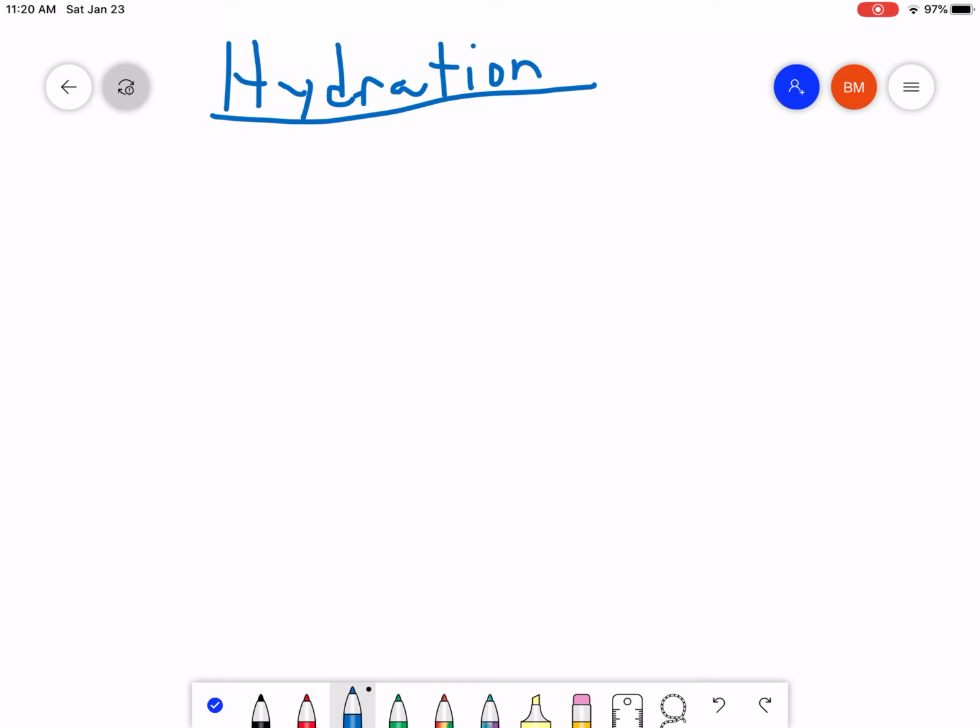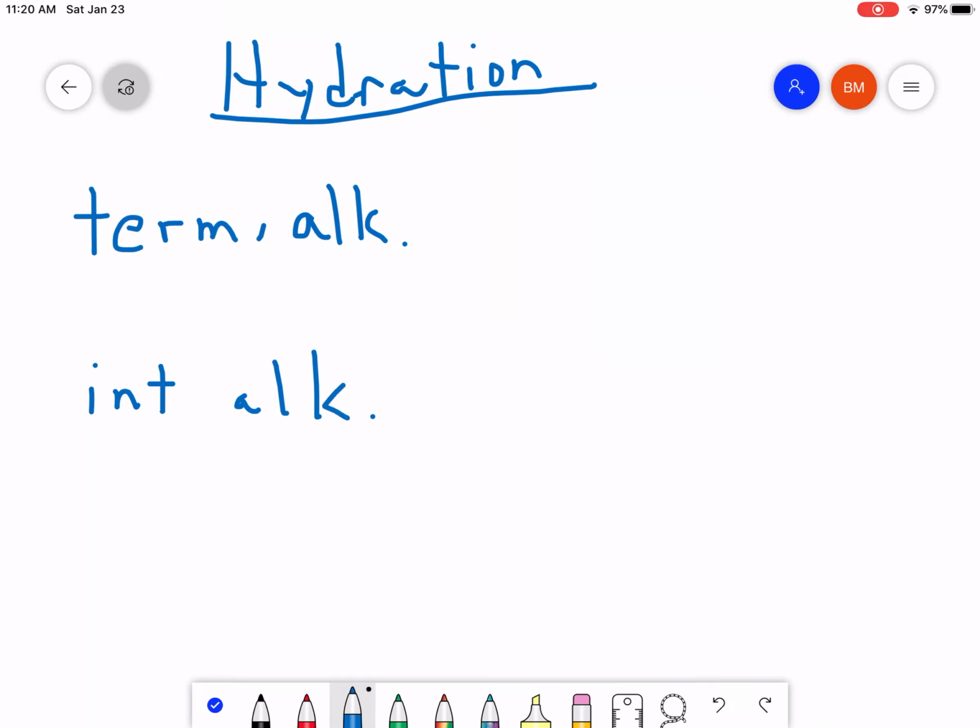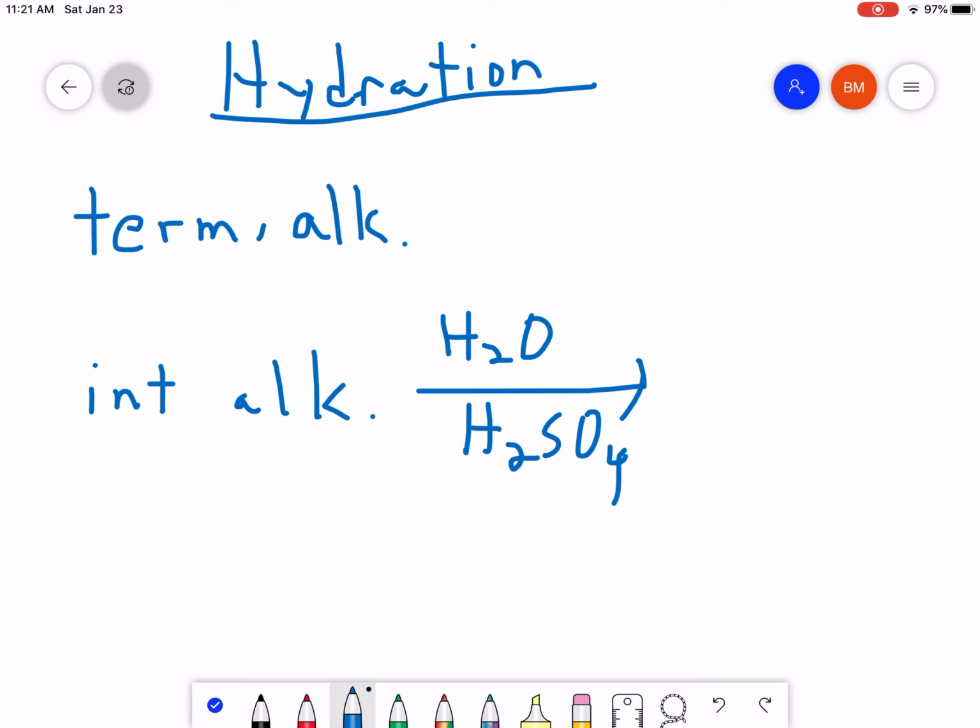We can see one difference right off the bat, and I'm just going to write general terms here instead of structures. I mentioned terminal alkynes and internal alkynes are sort of different sometimes. And that starts to come into play with hydration. First of all, the reagents that are needed for hydration. For an internal alkyne, it's exactly the same as with alkenes. You just need water and sulfuric acid.